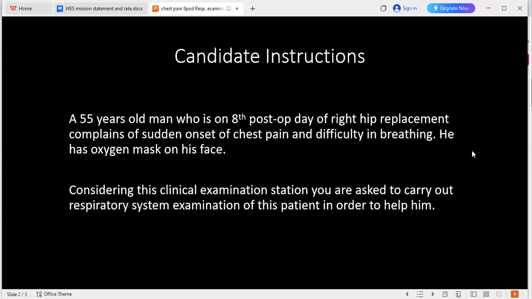First thing is I'll give supportive treatment. I'll prop him up and start oxygen via oxygen mask. He already has an oxygen mask. Then I'll try to correct the electrolyte disturbances and ABG disturbances if at all they are present.